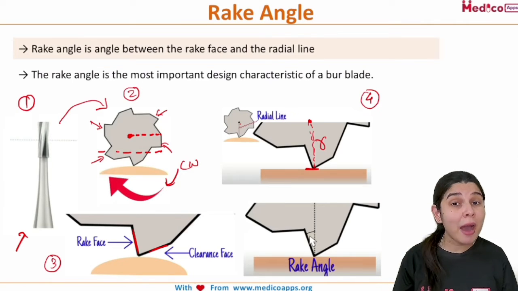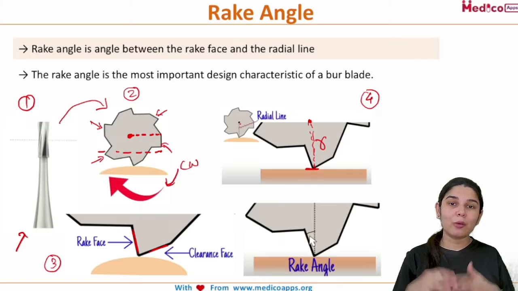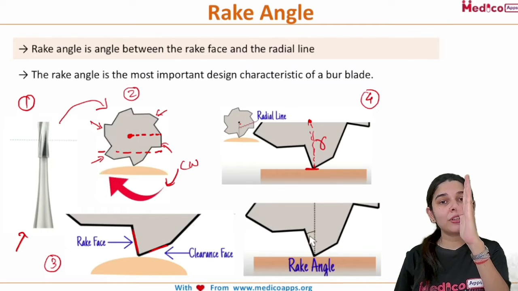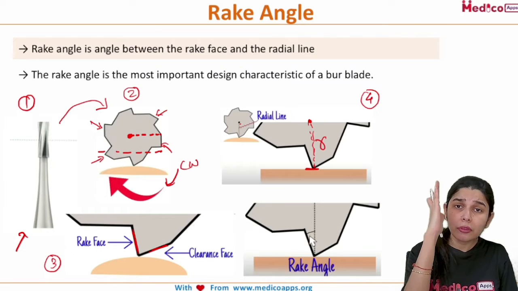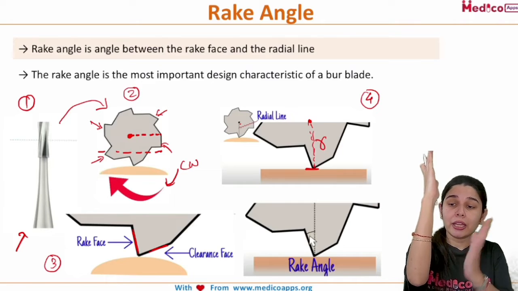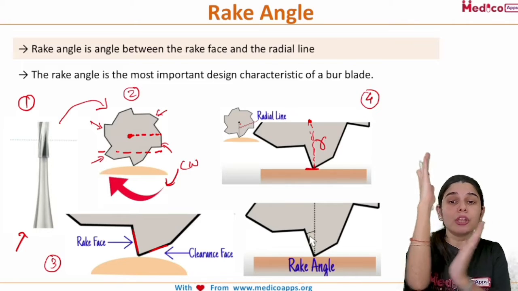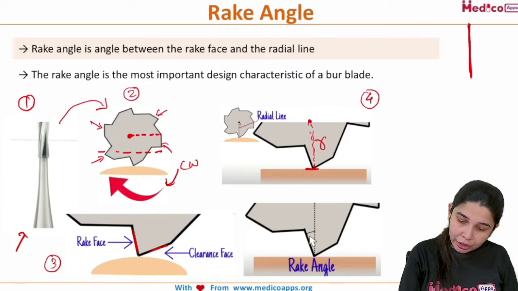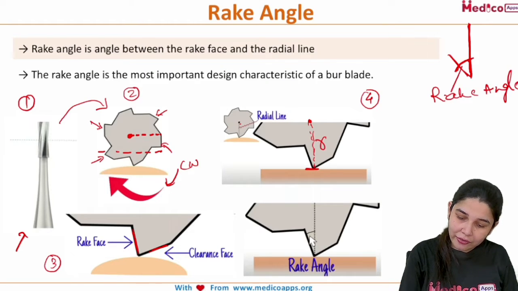Now coming to our main point, that is rake angle. What exactly is rake angle? So now you know that the perpendicular line which is joining the center till the edge, from there the rake face is this. Okay, so the angle which is forming from the radial line to the rake face, this angle is known as rake angle. This is your rake angle.